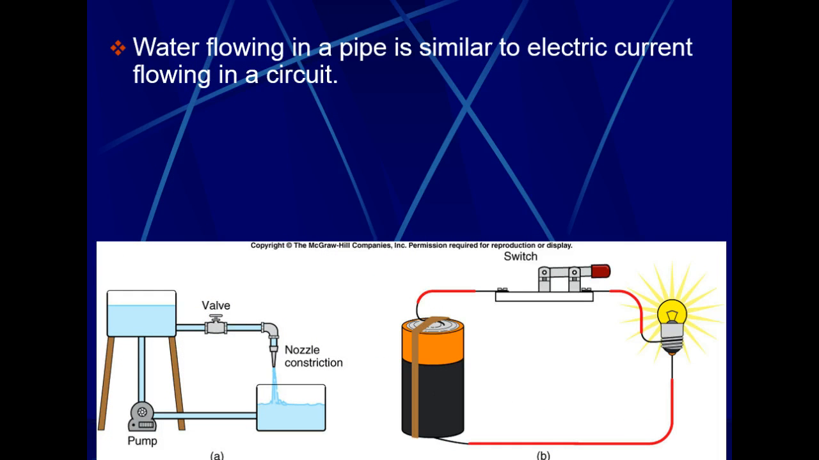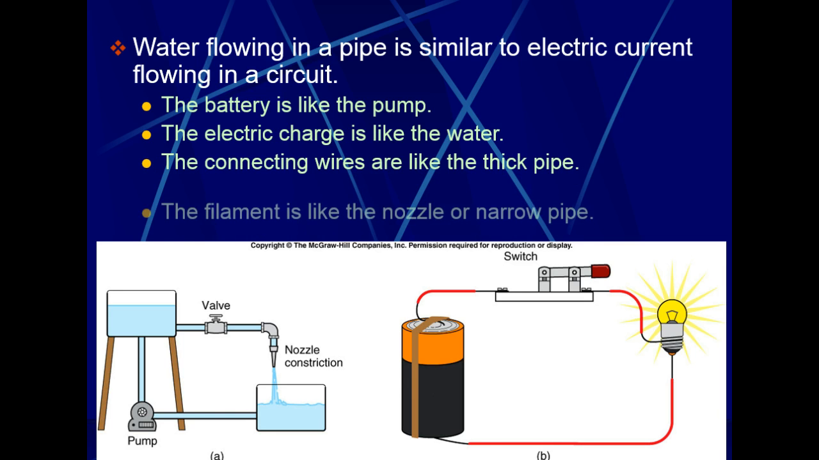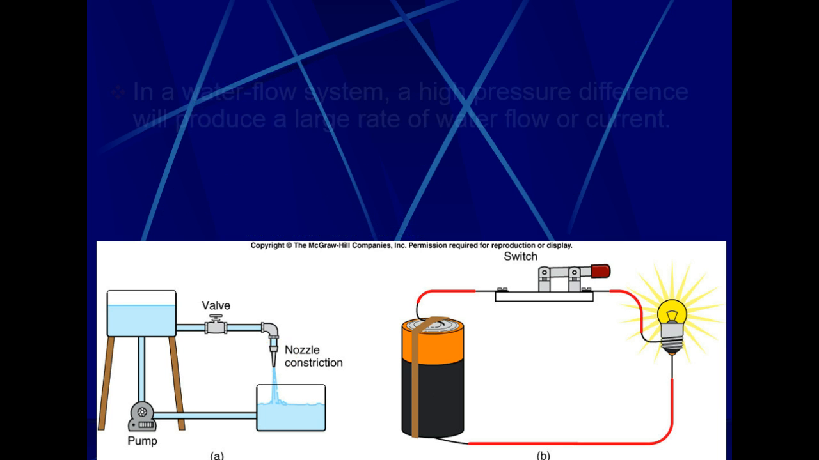We often equate the flow of electricity, our electric current, with the flow of water. So we treat our battery like the pump. And the electric charge we treat like the water. Our connecting wires are similar to the big pipes. And the filament from the light bulb is similar to this nozzle constrictor right here. The switch would be like the valve, opens and shuts.